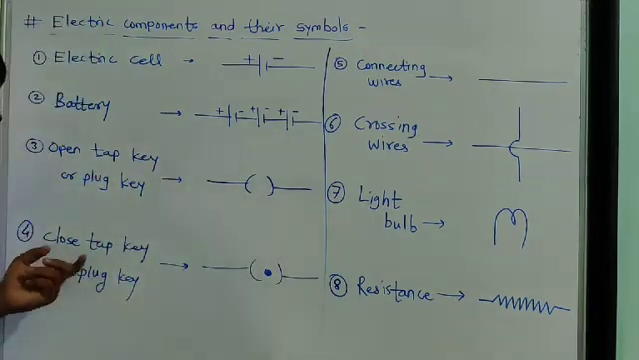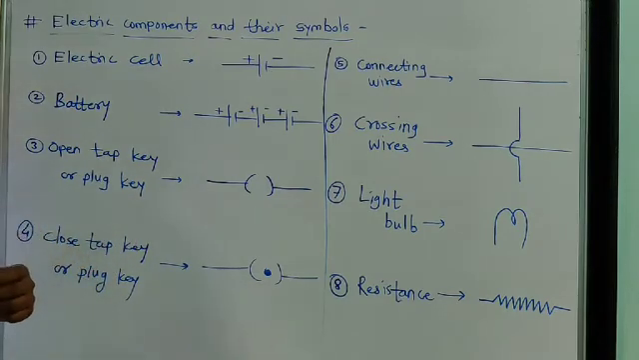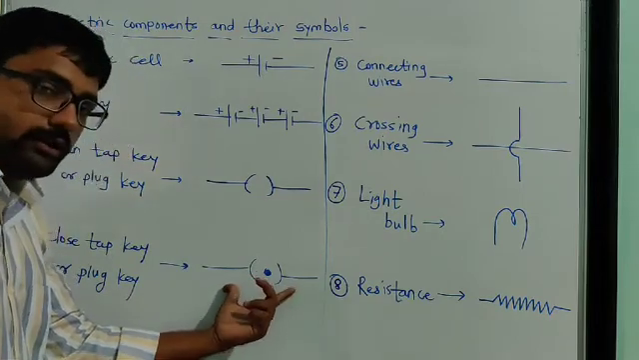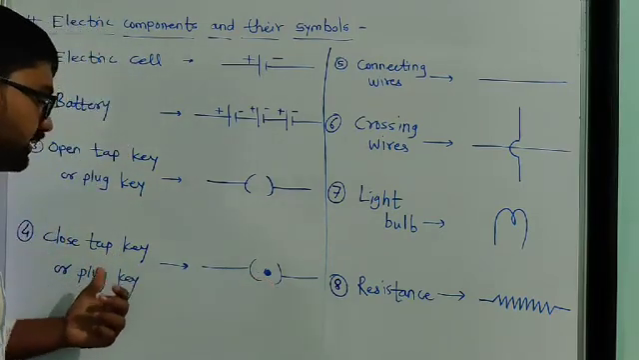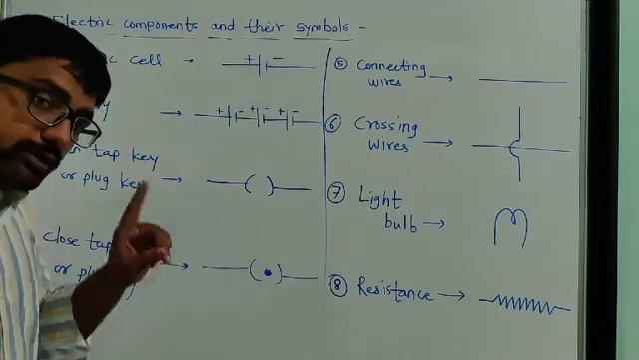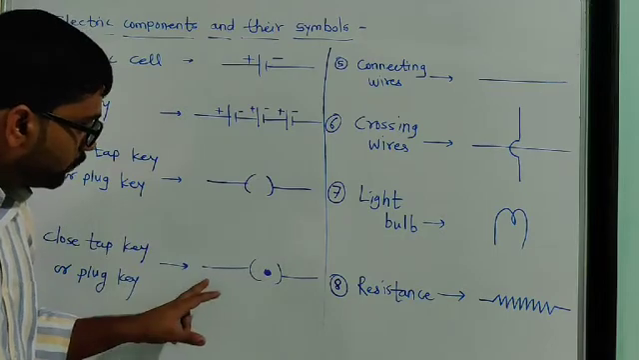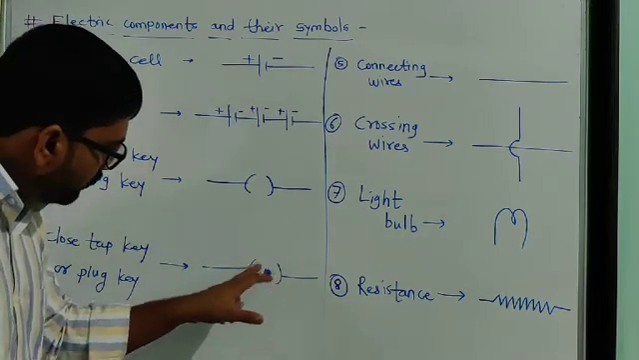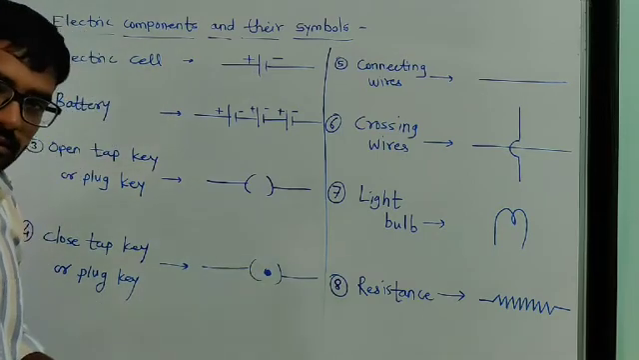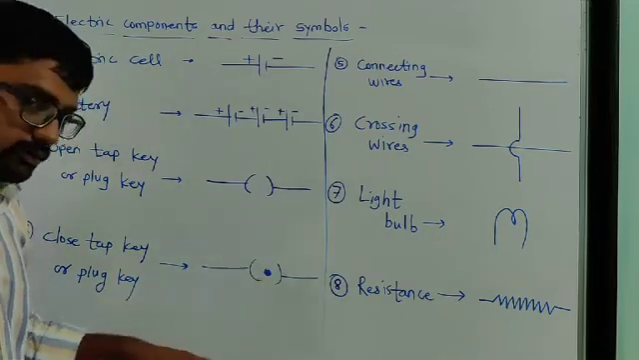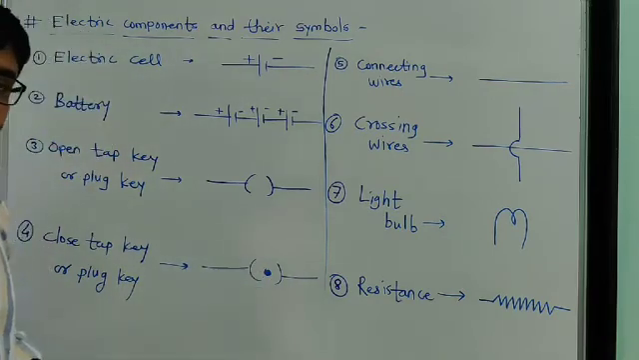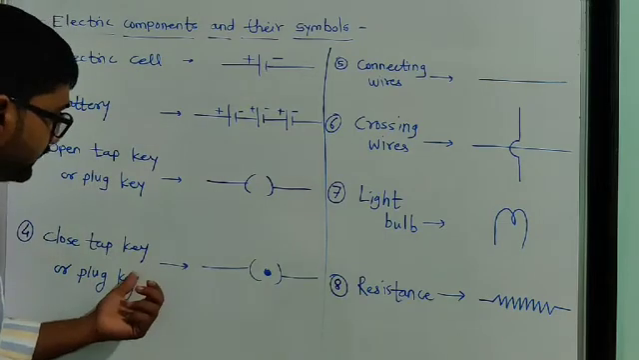Now next is the closed tap key or plug key. This symbol is used to denote the closed tap key or plug key. Both the symbols are the same, but there is only one difference. In the closed tap key, one dot is present in this circular path. Two half circles are present on two sides, and at the middle position one dot is there.